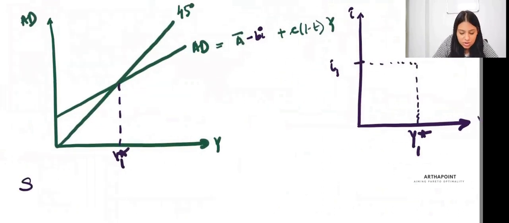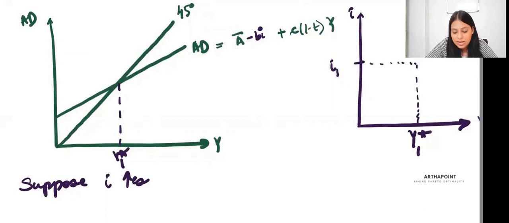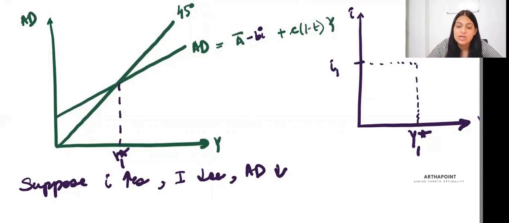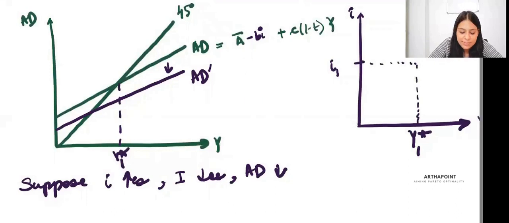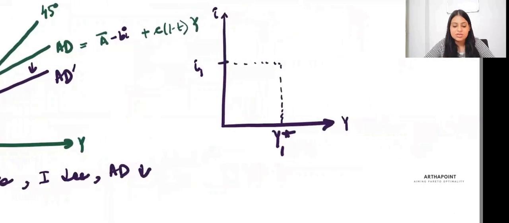Now, suppose the interest rate increases. If the interest rate increases, investment decreases. We know this. If investment decreases, aggregate demand also decreases because AD is C plus I. So if I reduces, AD also reduces, and my aggregate demand curve will shift backward to AD dash. If that happens, this will be my new level of output, Y2 star. My equilibrium output will also decrease, so I can place Y2 star somewhere here.